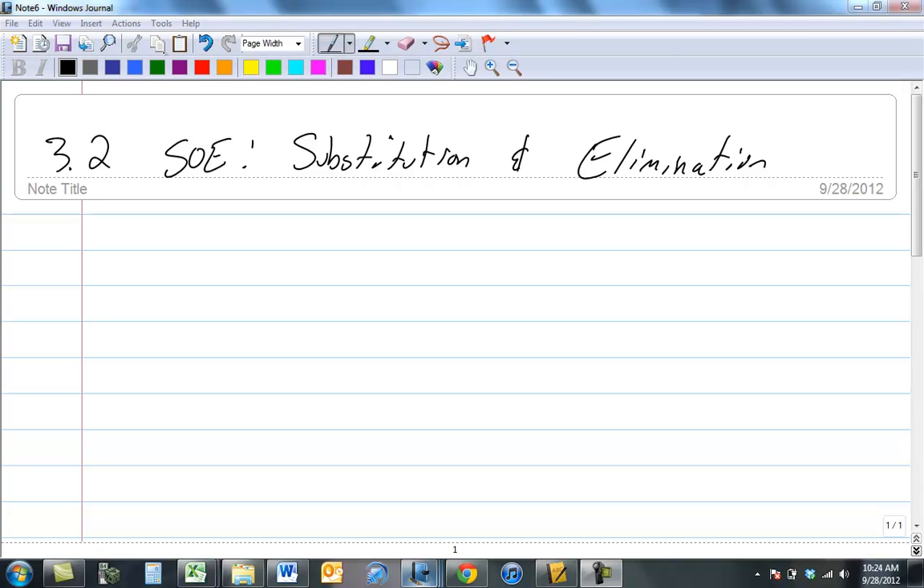Alright, so 3.2 is all about system of equations, day 2. We're going to solve system of equations by substitution and elimination. Let's talk about substitution first.